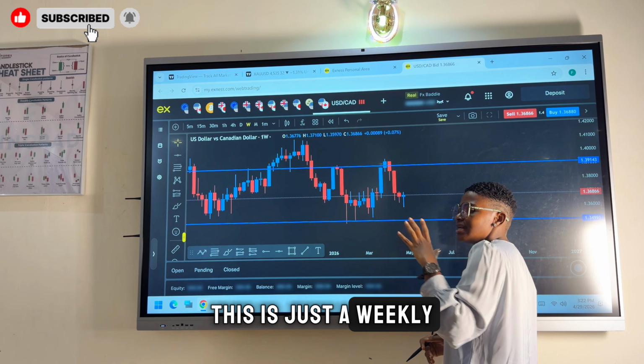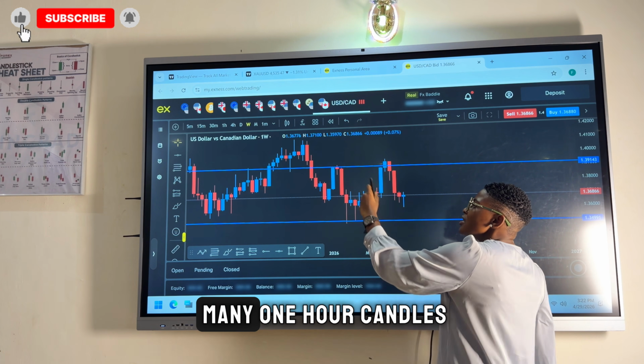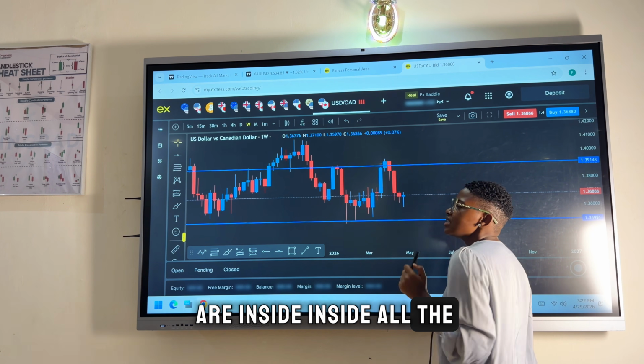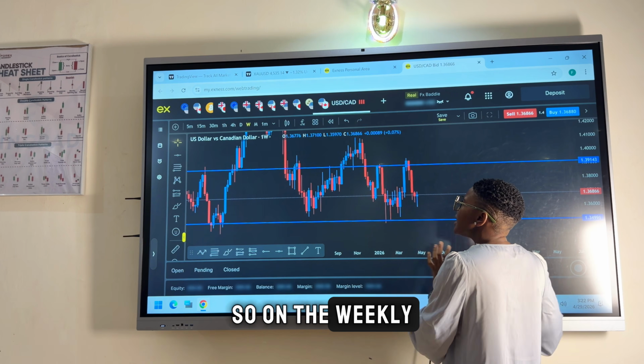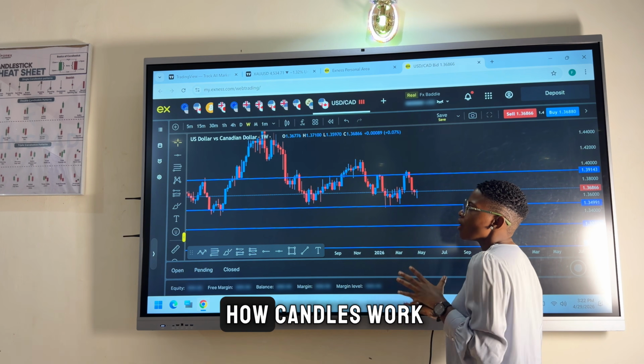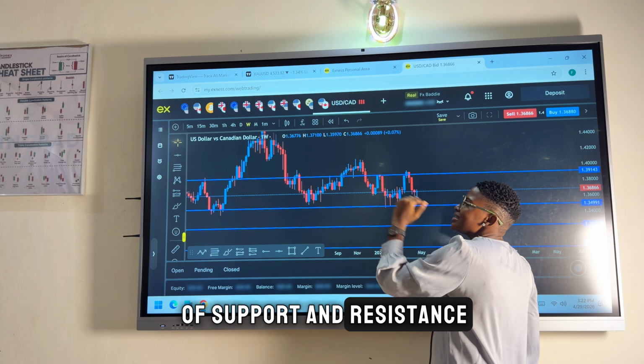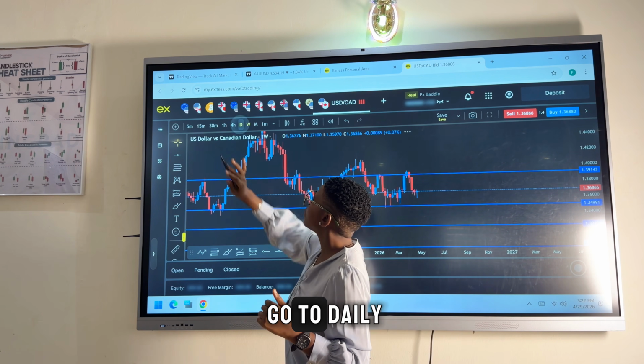This is just the weekly perspective. You can imagine how many 1 hour candles are inside all these candles. So on the weekly, we are still studying how candles work and how support and resistance work. Next, we want to go to daily.